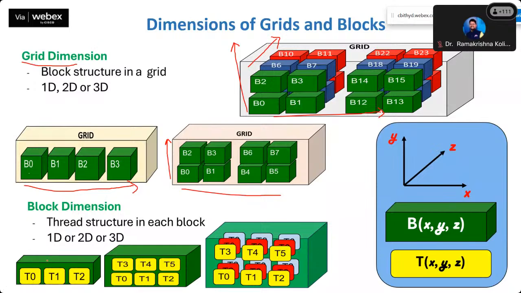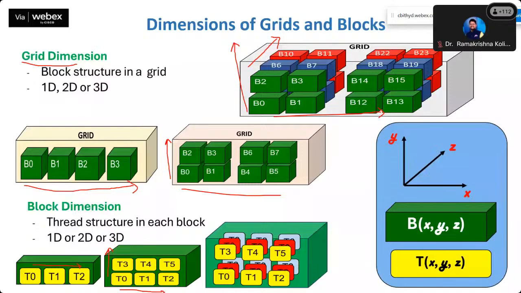Here you can see the green box is representing one block: b0, b1, b2. Within that block there is a group of threads, and these threads can also be arranged in one dimension, two dimensions, or three dimensions. This is the most important part we have to understand when we map our application on the GPU.